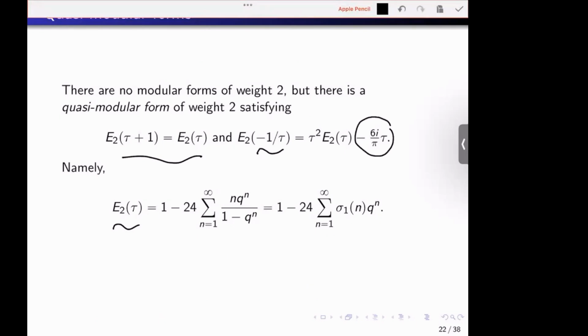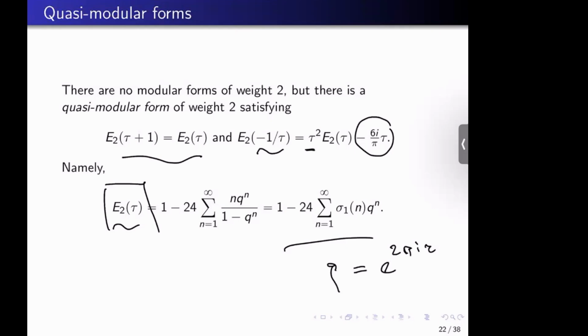I mean, if it was a modular form corresponding to weight 2, then you would just have this tau square here, but you get this extra term. You can also write this E2 again as an explicit Fourier series, where of course q is again e to the 2 pi i tau, right? And then you see actually the sum of the divisors of your n here, right? So well, this quasi-modular form has been known for a long, long time.